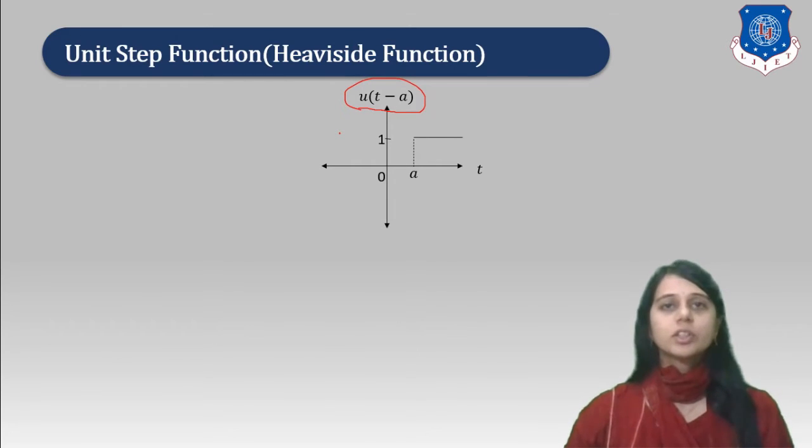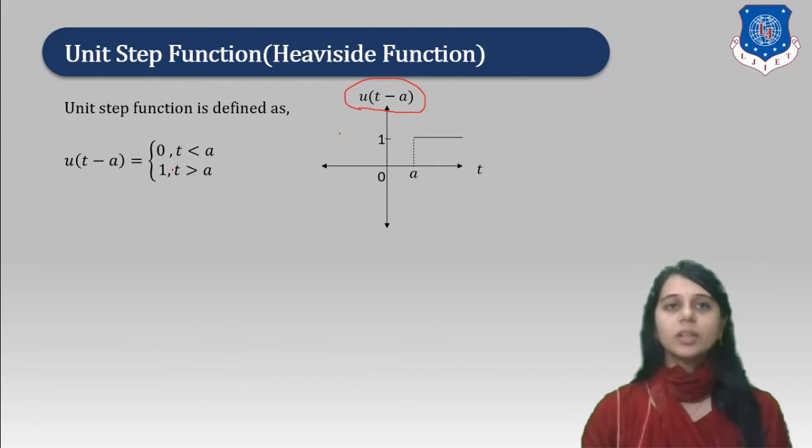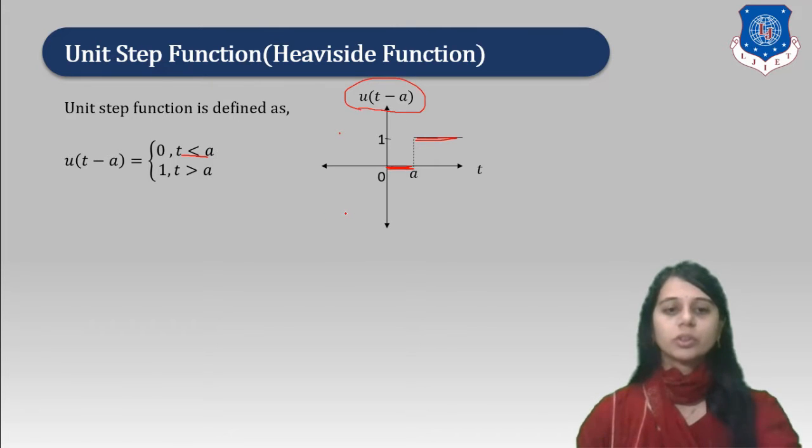Unit step function is also known as the Heaviside function. Unit step function is defined as u of t minus a equal to 0 when t is less than a, and it is 1 when t is greater than a. That means in the interval 0 to a, the function value is 0, and for t greater than a, it is 1. This is the graph of the unit step function.